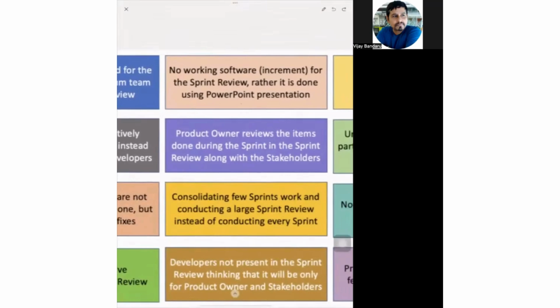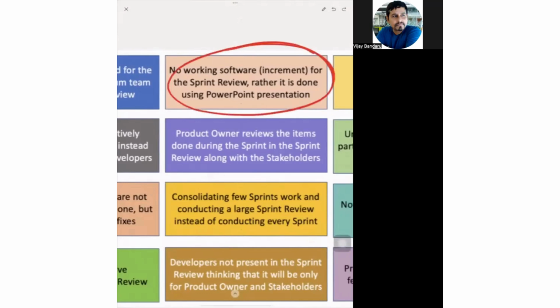So if they don't understand what you are going to demonstrate, then obviously they will be less engaged, and if they don't understand the value that the increment is going to bring to them, then also they will be less engaged. So the Scrum Master, product owner and developers, all of them should try to engage the stakeholders throughout the sprint review.